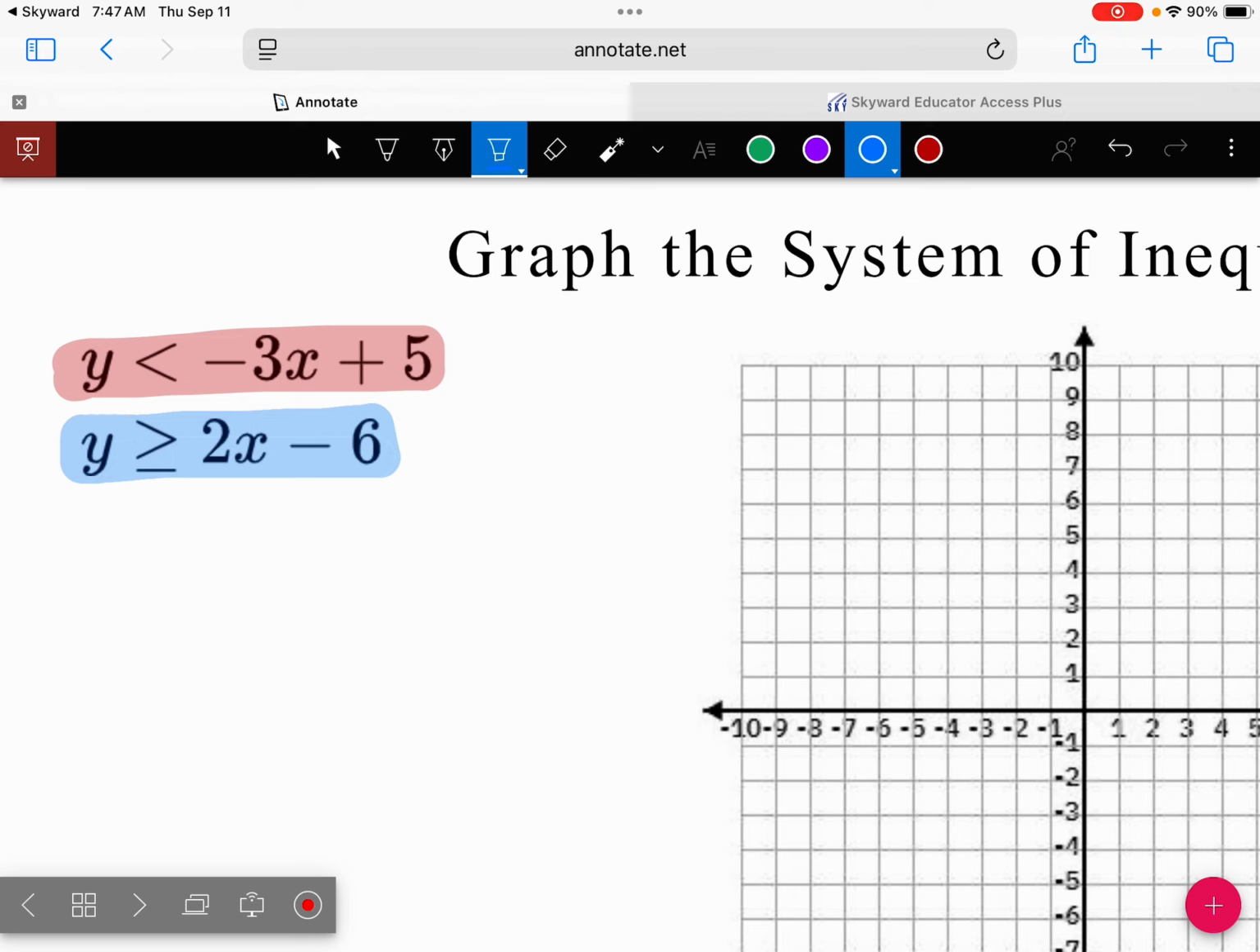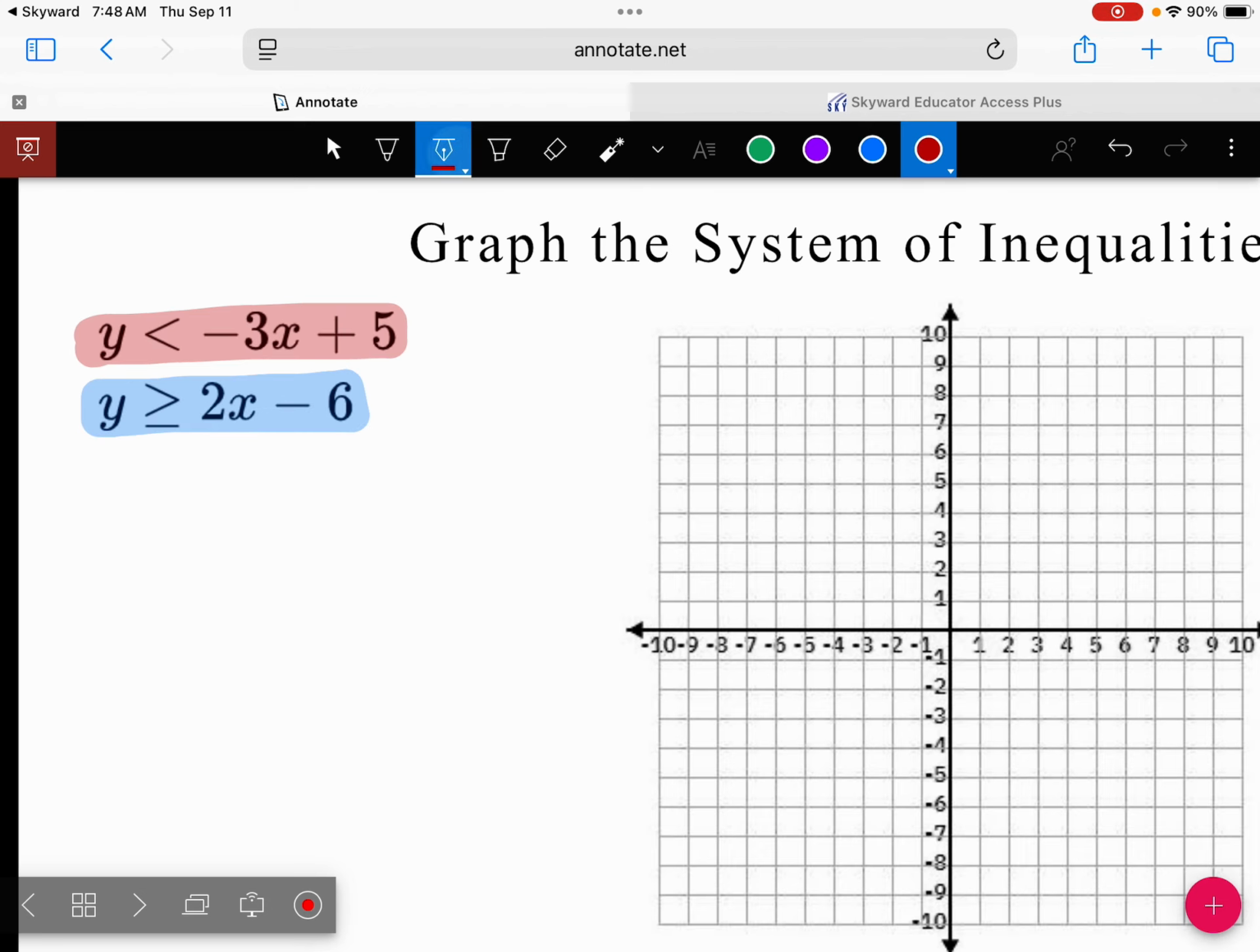You can use whatever colors you want, but doing them in separate colors makes it a lot easier to tell where both of your shaded regions are. You don't have to. You can do it with the pencil, just like shading in lines or shading in circles, as long as it's visually different so you can tell where both is.